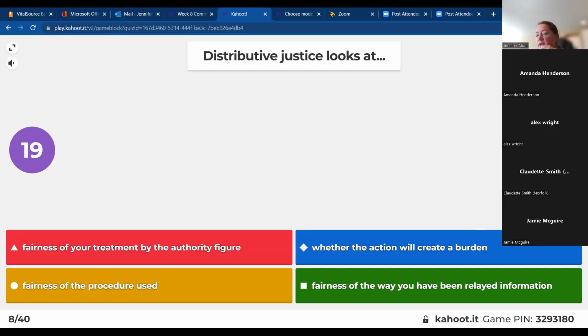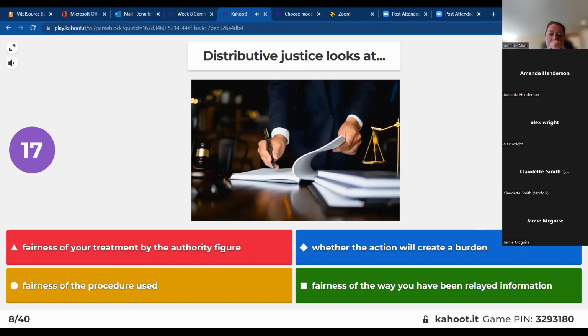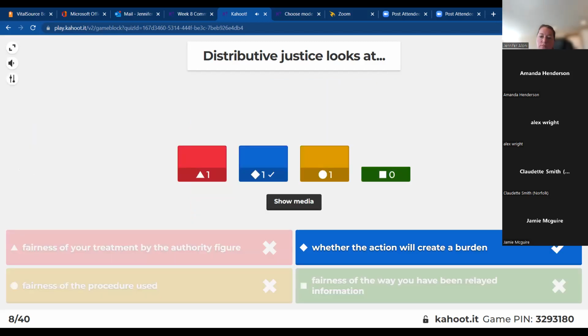Distributive justice, we just went over this in our review. Distributive justice means what? Remember, justice is fair all around, but it's distributive. I was afraid I would do that. I think some of you guys picked the fairness ones because I said fairness, but no, it's whether the action creates a burden. Remember, we talked about you have to look at, is the action going to create some harm when we're looking at distributive justice and unfairness.